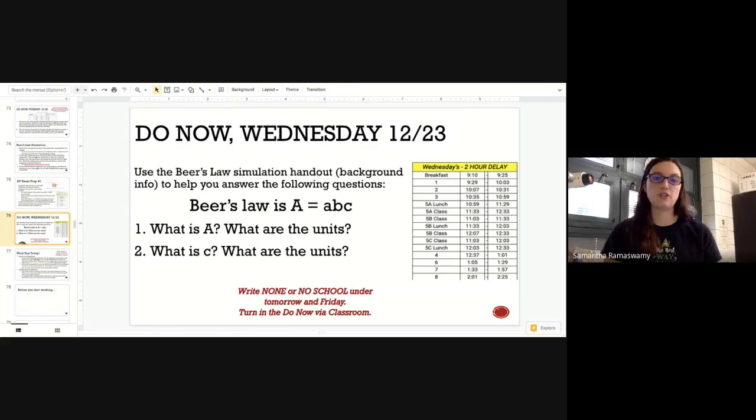Again, just in case you missed it, number one, capital A is absorbance. What are the units? There aren't any. Absorbance is unitless. So in the simulation, if you're calculating for absorbance, your answer will just be a number. And for number two, what is C? C represents concentration. The units are molarity or some variation of molarity.